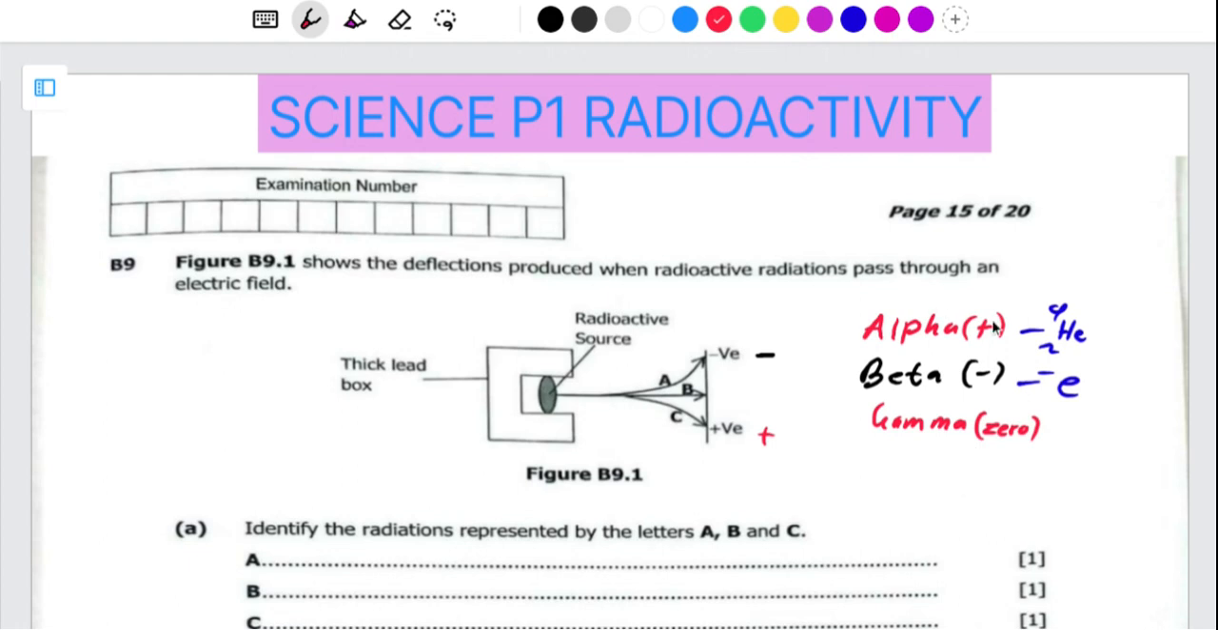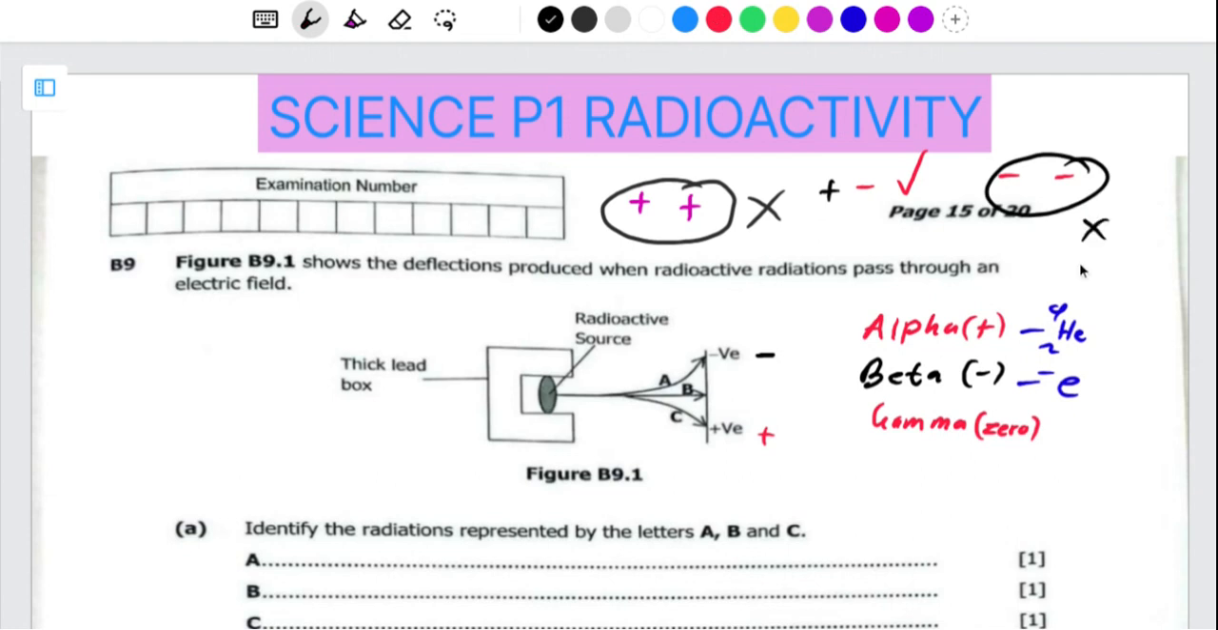Now, according to the charges that we have here, these are the charges of the electric field we have been given, and these are the nature of these radiations. So what are we going to do? We have to come up with a principle: a positive charge and a positive charge don't work, they won't attract. Unless you have a positive charge and also a negative charge, this one is going to work. Again, you can't have a negative charge and a negative charge. This one won't work as well.